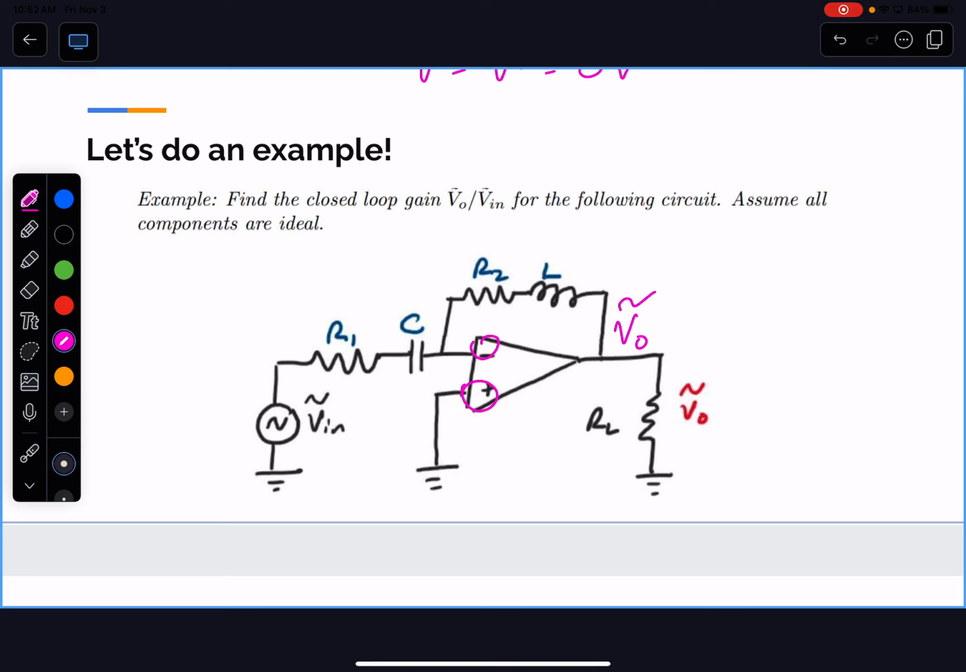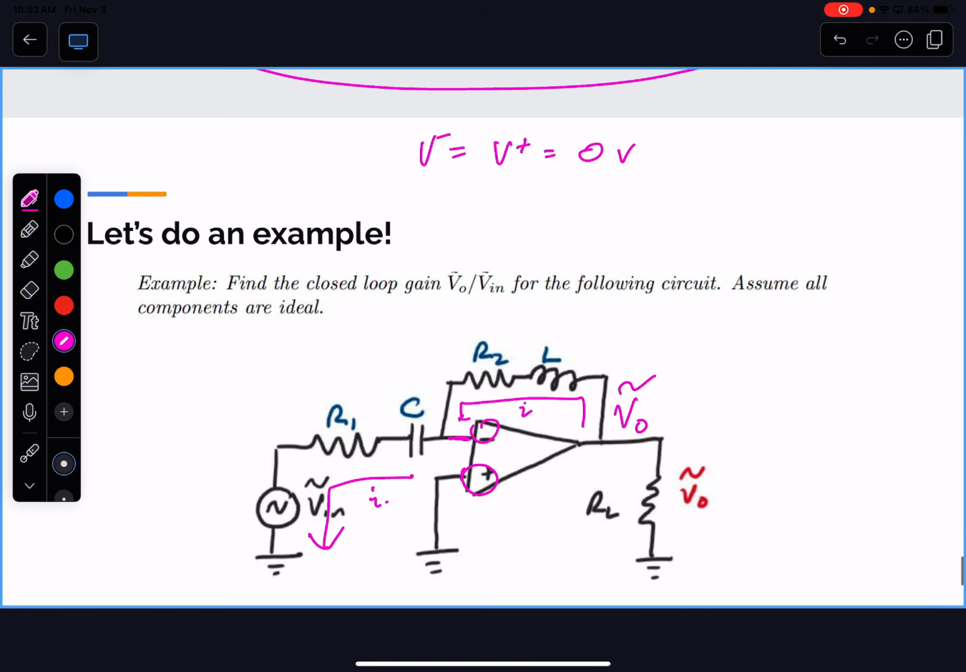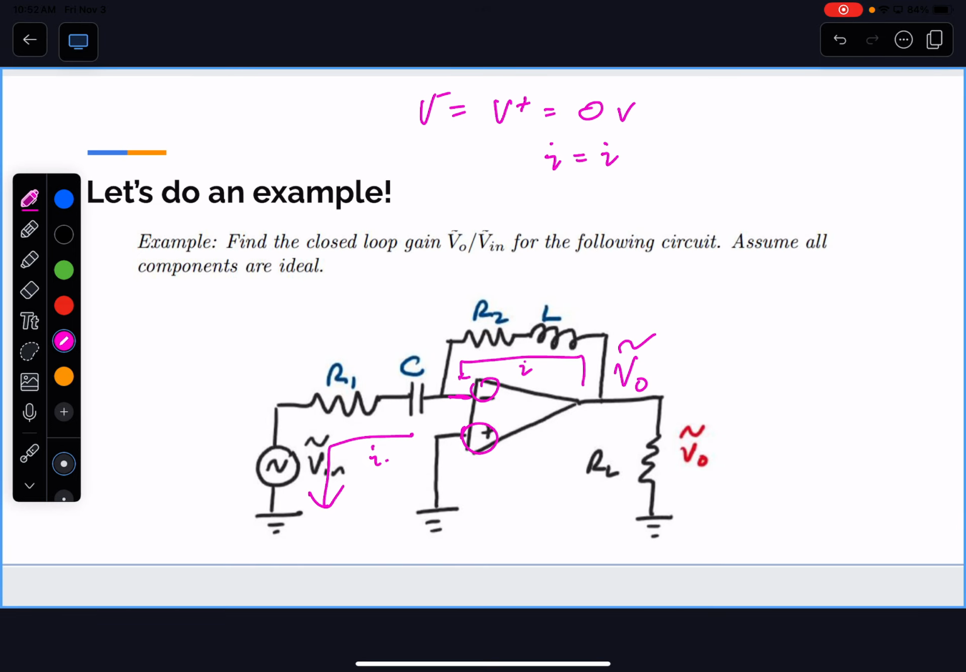And then over here you define an I, and by this point I can already tell you guys, since there's no way for this to go, if this is I, they have to be the same I throughout the entire current. Make sense? So you're gonna have I equal to I, which honestly will be your 0 minus V in over ZR1 plus ZC. Does that make sense?